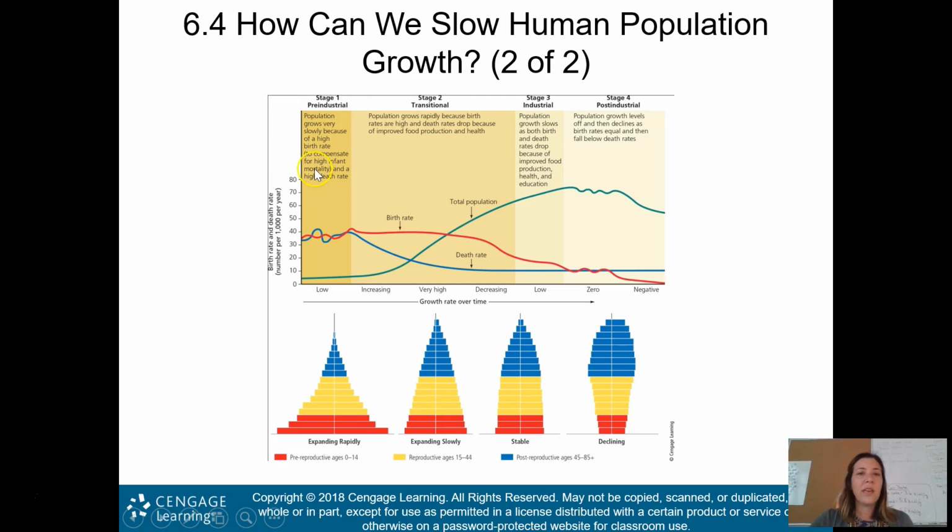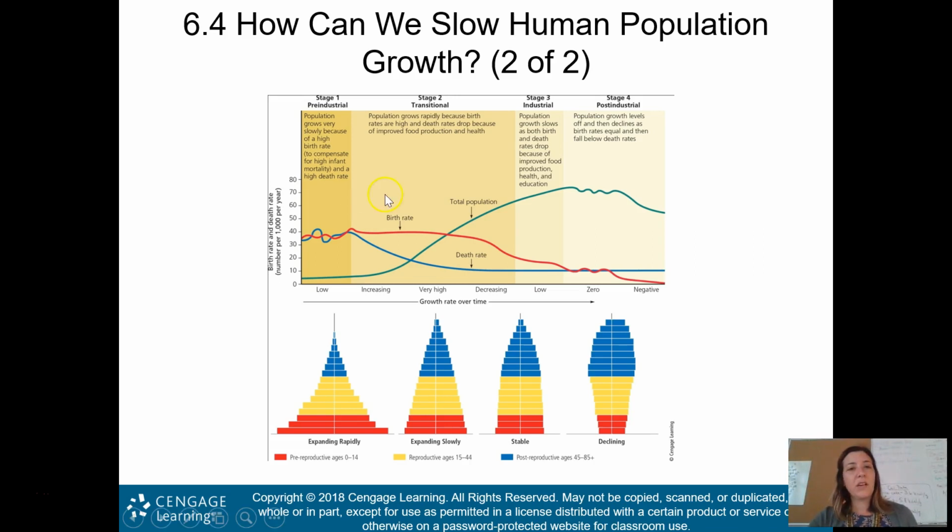Okay, so stage 1 here is called pre-industrial. This is where you have a population growing slowly because there are both high birth rates and high death rates, right? So high birth rates, but infant mortality is high, and there's not a lot of access to healthcare or nutrition. So birth and death kind of match each other, and a population isn't growing very rapidly.